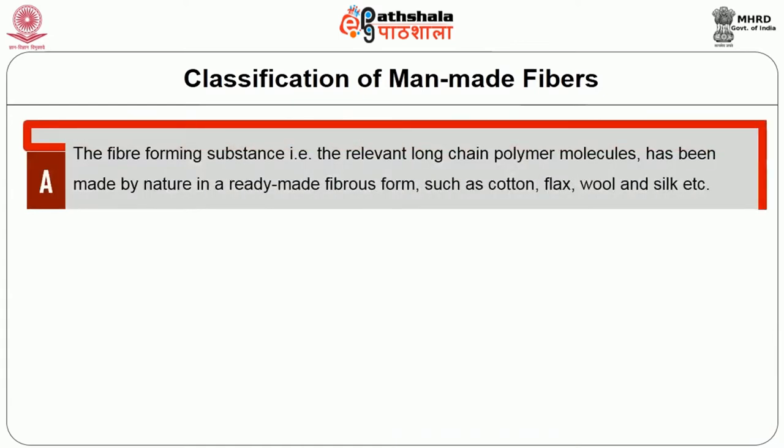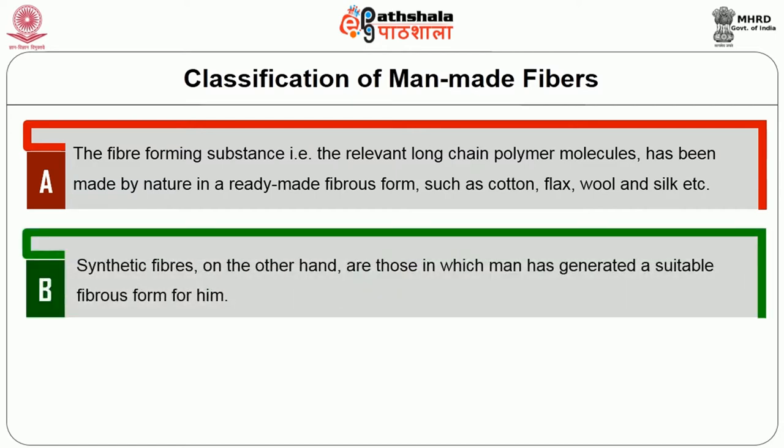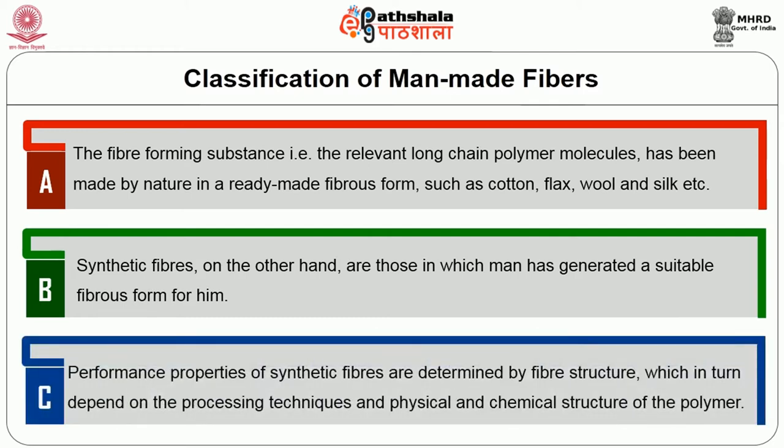In natural polymers, the fiber-forming substance, that is the relevant long-chain polymer molecules, has been made by nature in a ready-made fibrous form such as cotton, flax, wool, and silk fibers, etc. Synthetic fibers, on the other hand, are those fibers in which man has generated a suitable fibrous form for the formation of the fiber. The performance properties of synthetic fibers are determined by the fiber structure, which in turn depends on the processing technique and the physical and the chemical structure of the polymer.